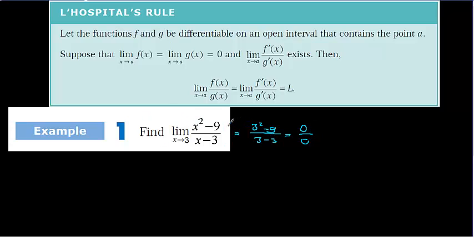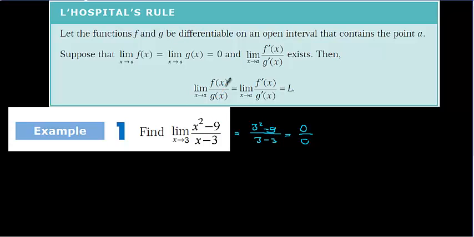But here we can factorize the functions. We can factorize x squared minus 9 and we can simplify. But there are some kinds of functions that we cannot factorize. So for this kind of function, we are using L'Hopital's rule.